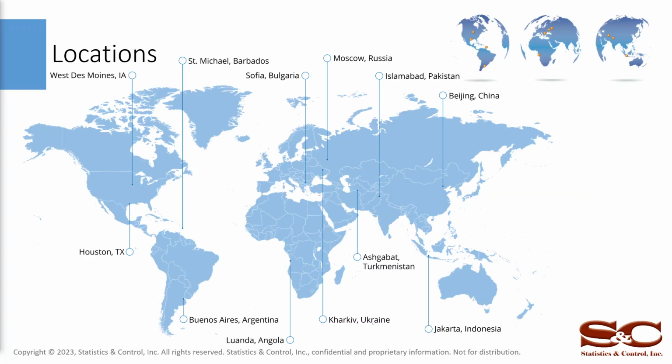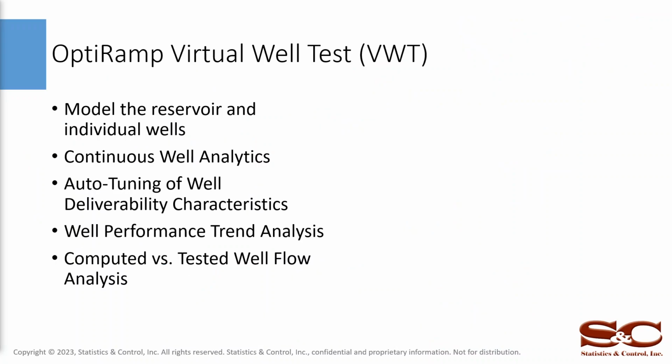So, like I said, we're all across the world. We have our headquarters here in West Des Moines, but we have integrated offices all over the place that have been there for several years, or some just pop up. So, we get around to South America, Europe, Africa, Asia, Southeast Asia. Like I said, if we have an office there, we normally have done a project there. But today we're going to focus a little bit on our OptiRamp virtual well test.